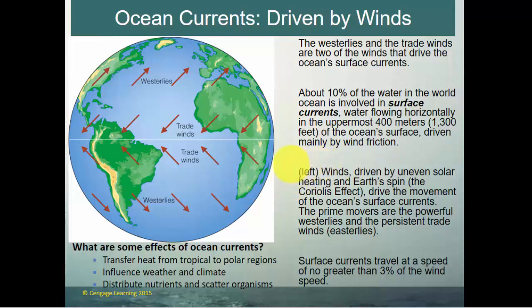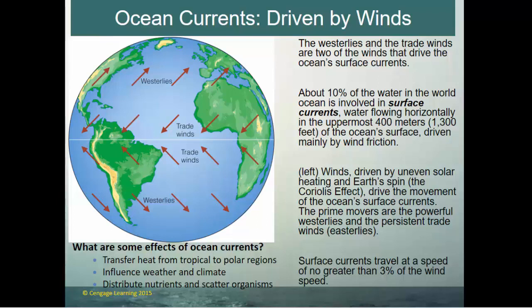Winds are driven by uneven solar heating. Again, remember, at the equator we heat up, at the poles we cool off. So air rises at the equator, moves north and sinks at the poles and moves back south. So winds are driven by uneven solar heating of the Earth's surface. They spin due to the Coriolis effect and drive the movement of the ocean surface currents. The prime movers are the powerful westerlies and the persistent easterlies, those northeast and southeast trade winds.